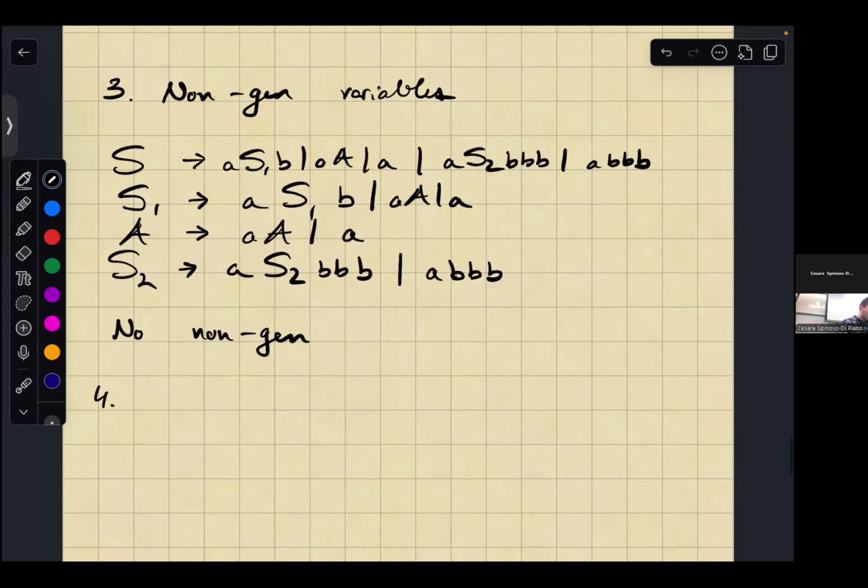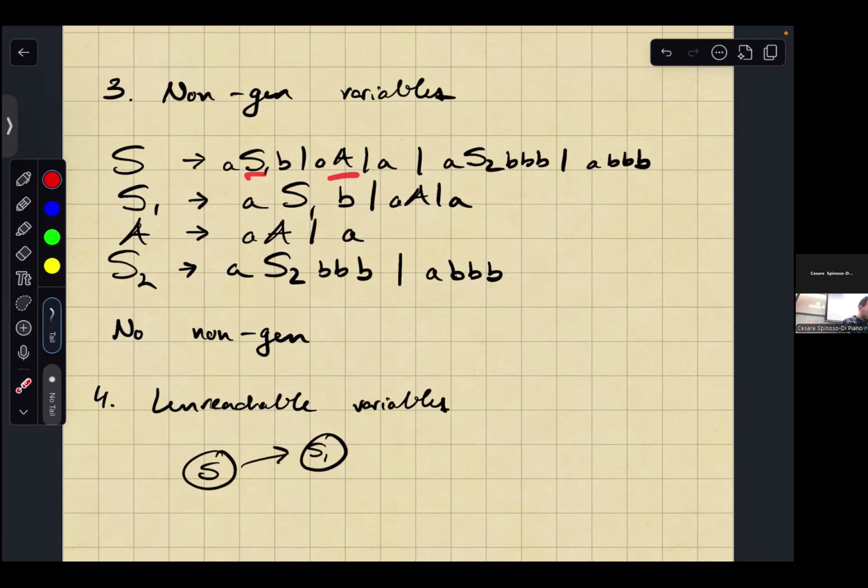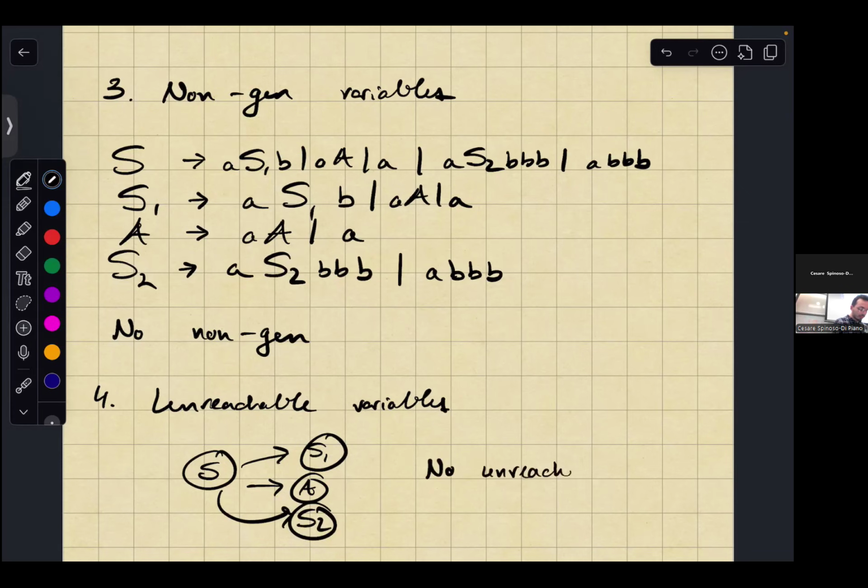What about unreachable variables? Let's see if we create a reachability graph, whether I can reach all of the variables from S. If I start from S, I can go to S1, I can also go to A, and I can also go to S2. So yes, all the variables are reachable. So no unreachable variables to delete. Very nice.